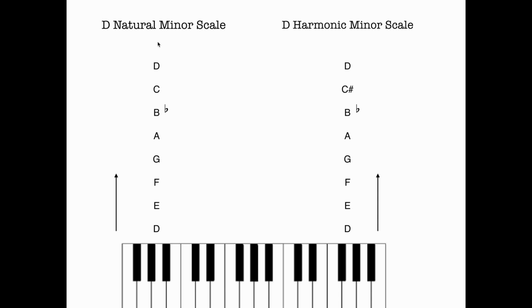And now, to make D natural minor into D harmonic minor, we raise the 7th note of the scale by a semitone. 1, 2, 3, 4, 5, 6, 7. C up 1 semitone or half step is C sharp. C, C sharp.